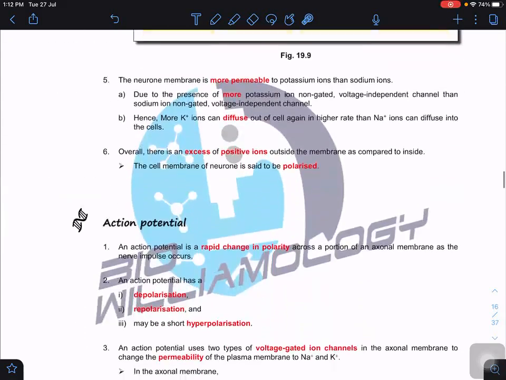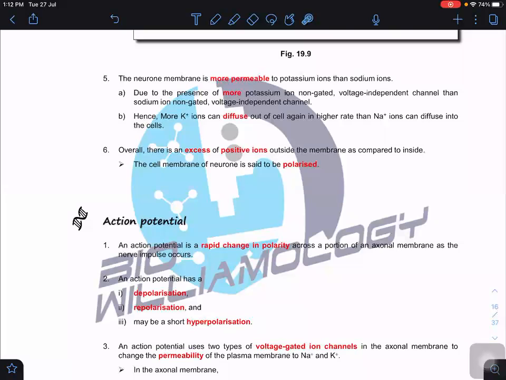And at the same time, the neuron membrane is more permeable to potassium ions compared to sodium ions, due to the presence of more potassium ion non-gated channels than the sodium ion's non-gated, voltage-independent channels. In our syllabus, you just term it as the ion channel. For this one, you just name it as ion channel. Therefore, because we have more potassium ion channels, definitely more potassium ions can diffuse out of the cell by faster diffusion compared to the sodium ions that diffuse in.